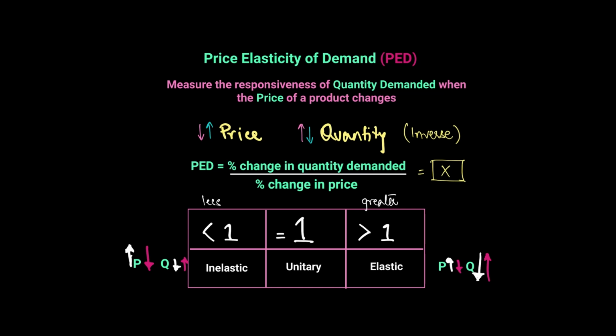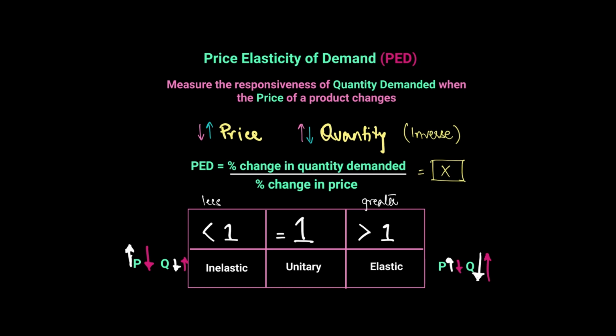And finally, when we look at unitary elastic, it simply means that the change in quantity is going to be exactly equal to the change in price in percentage terms, of course. Remember, in PED, we are constantly evaluating percentage changes, not absolute changes.